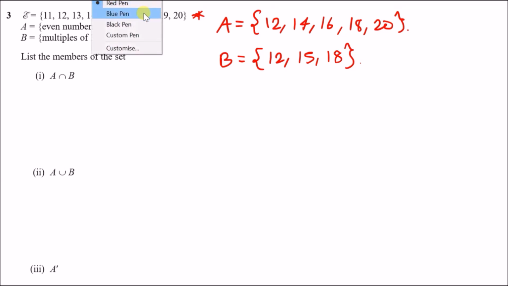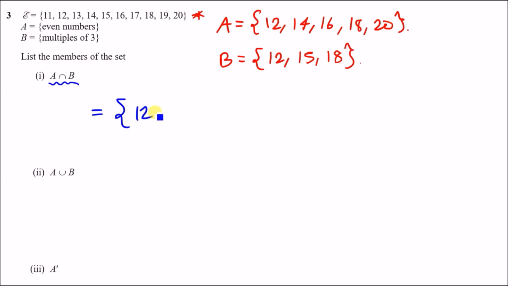So question 1 tells us to list the members of the set A intersecting with B. This arch means an intersection. In other words, what do A and B have in common? Well, we see that A and B have a 12 in common and also an 18 in common. And that's it. So these are your 2 elements, or 2 members, of the set.